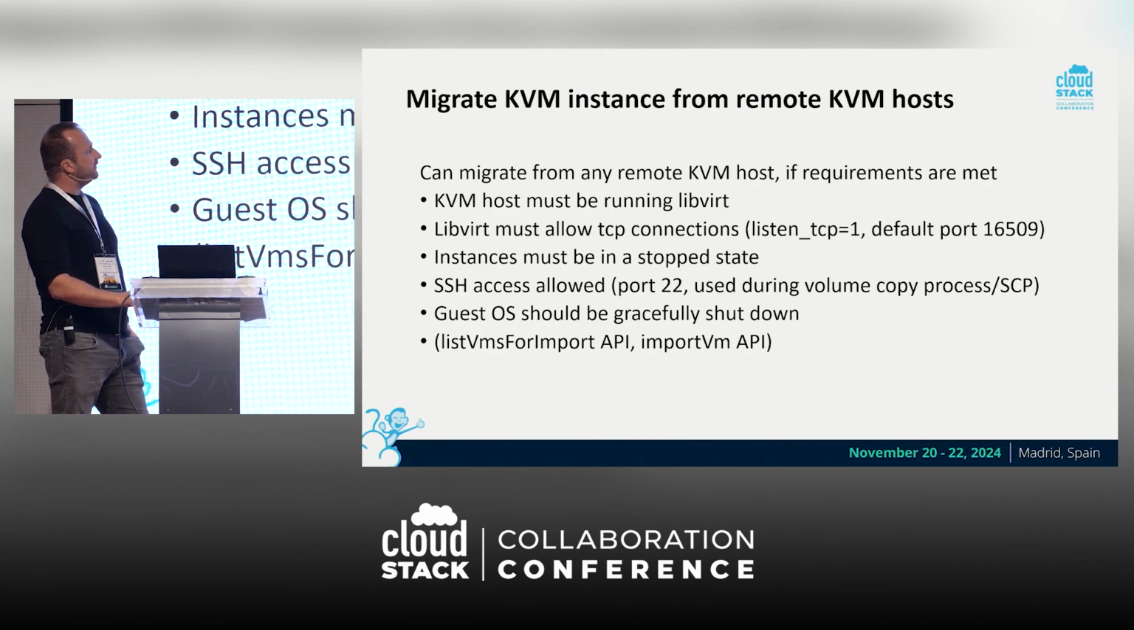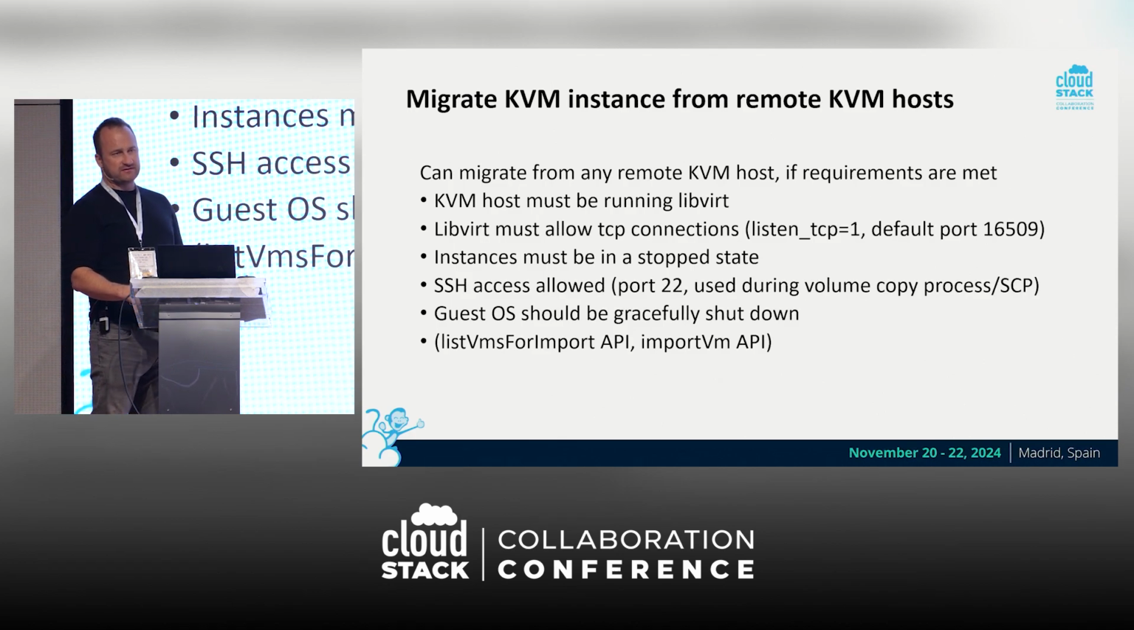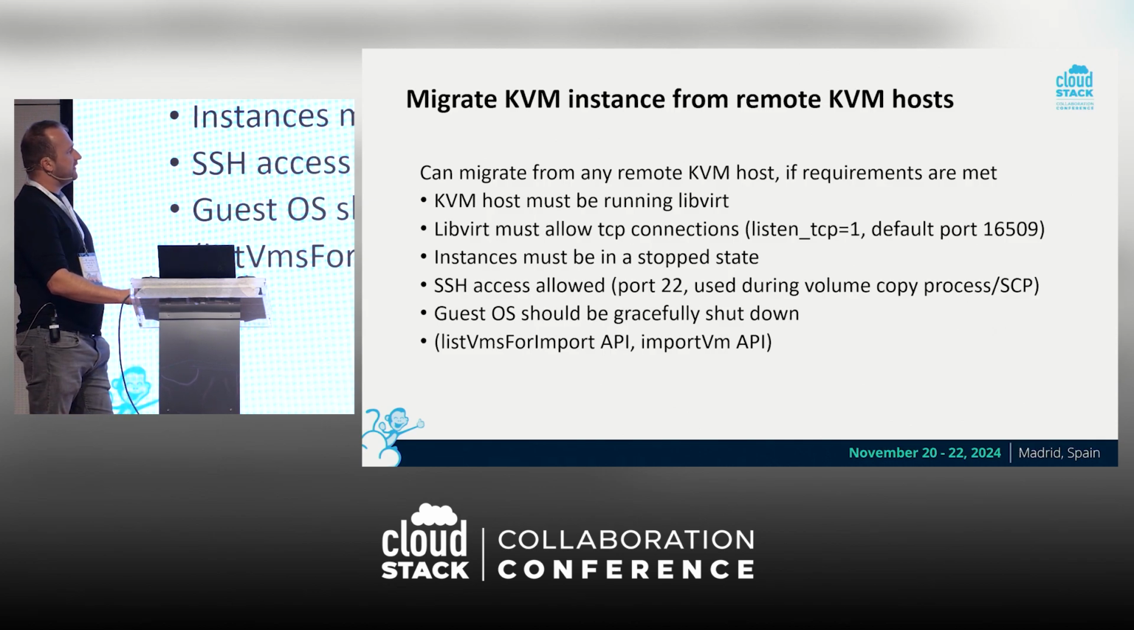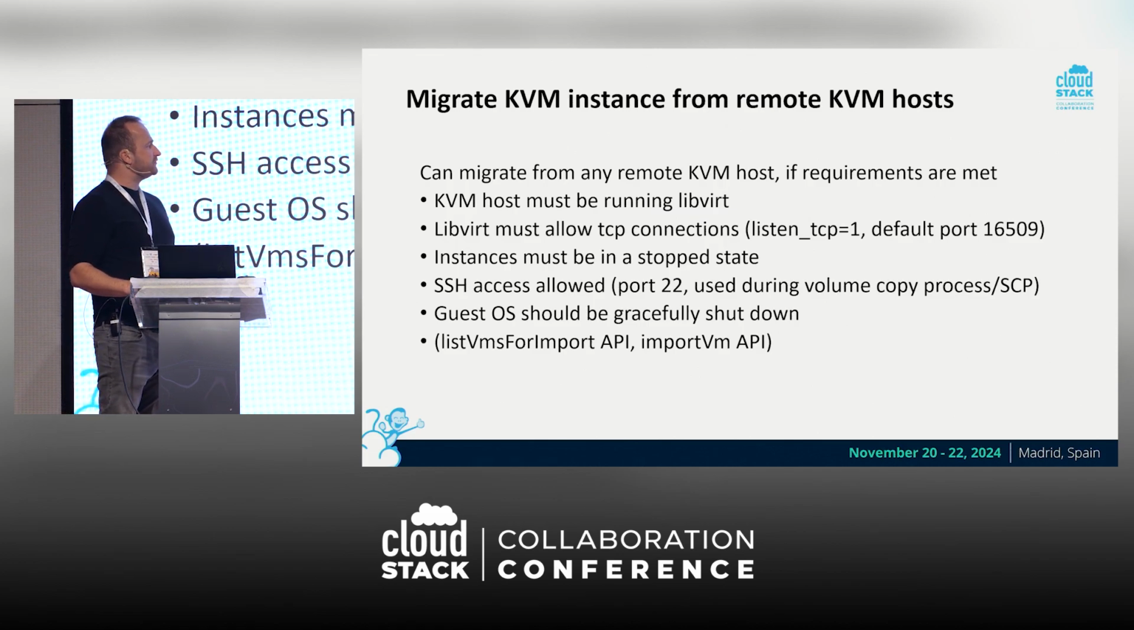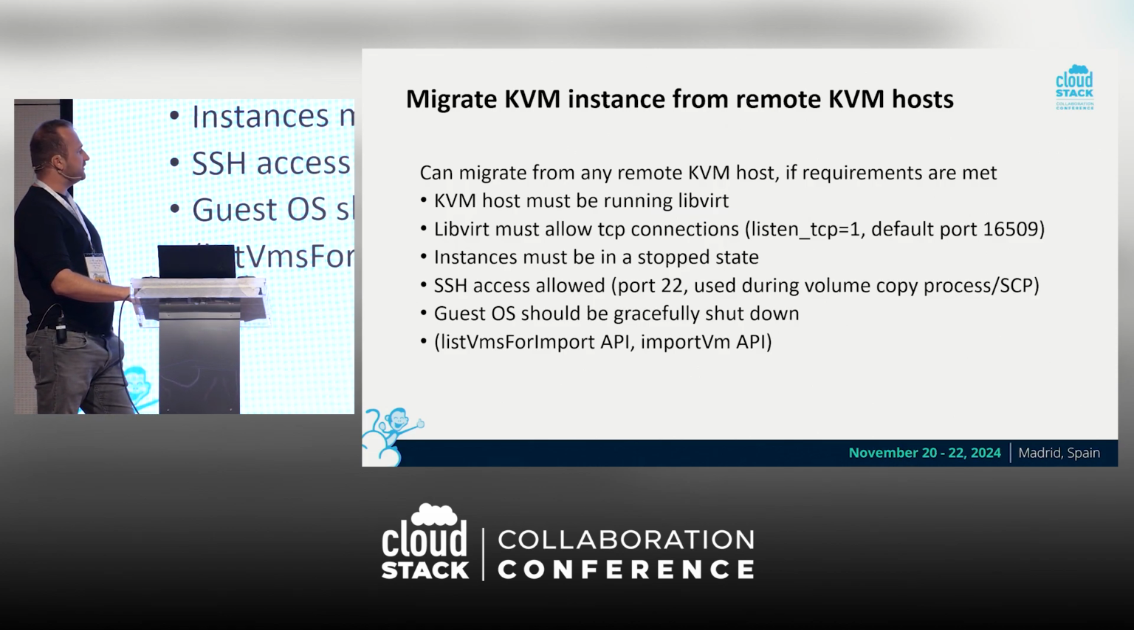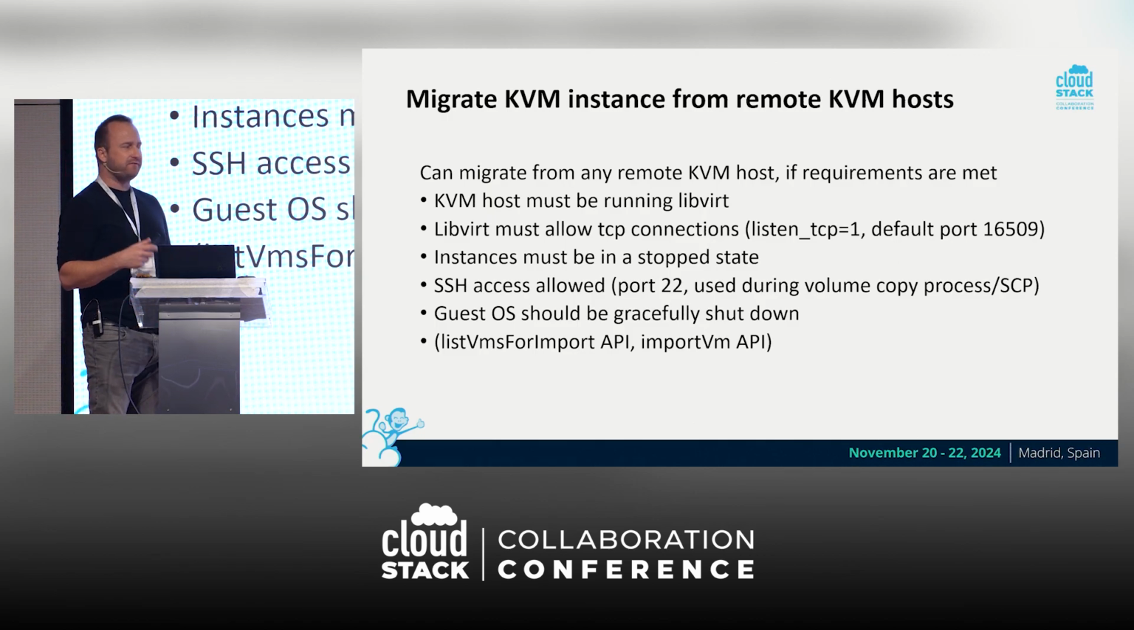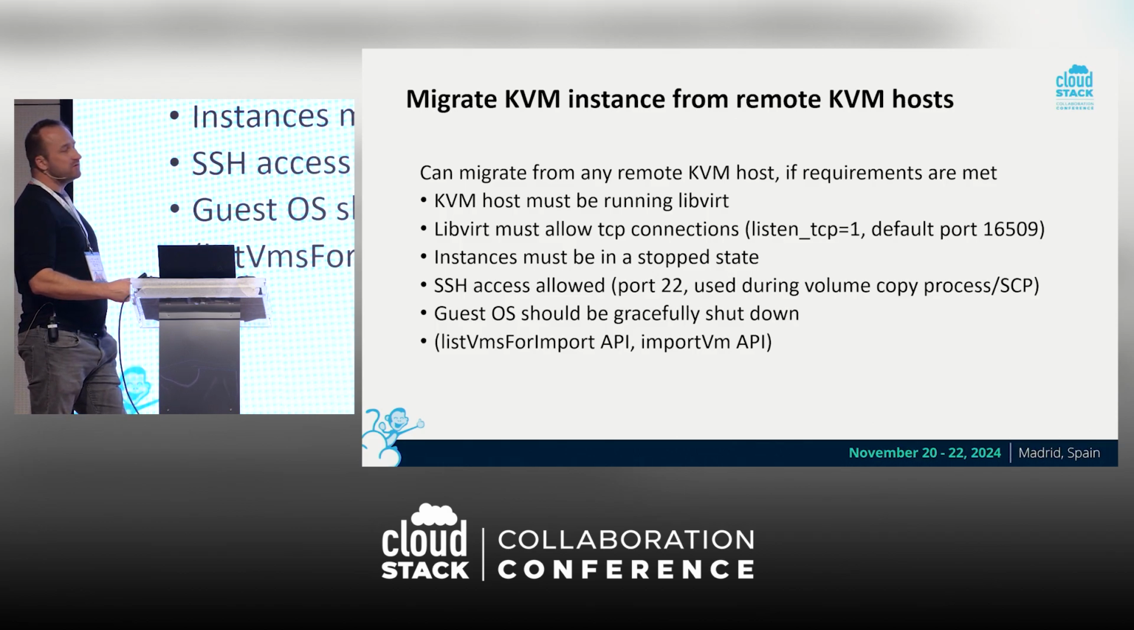So any KVM host that's running libvirt, we can actually connect to it. We need to activate the listen TCP option on a default port in libvirt. And instances must be in a stopped state for a successful conversion. We will connect via libvirt, list instances, invoke the conversion to QCOW2, and eventually we'll be connecting to the destination remote KVM host on SSH port 22 to SCP over the file. Again, the guest should be shut down gracefully, otherwise you might have issues doing a successful copy or import of the VM.